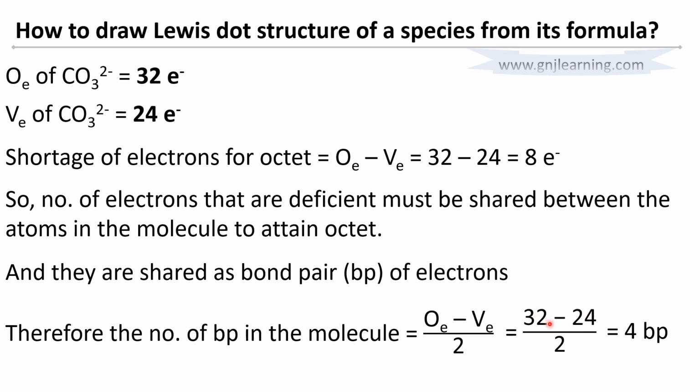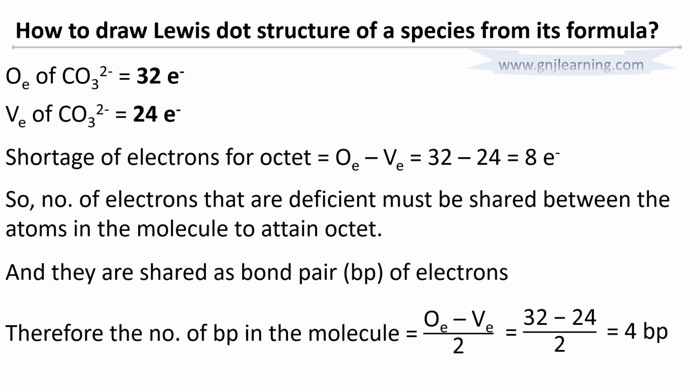So we have 8 here, and 8 divided by 2 will be 4 bond pairs. Using the formula OE minus VE by 2, I can calculate the number of bond pairs. So when you are given a molecule, first calculate OE, the number of electrons required for octet, and VE, the available electrons in the molecule, and then divide by 2 to get the number of bond pairs. This is the crucial thing while drawing the Lewis dot structure.